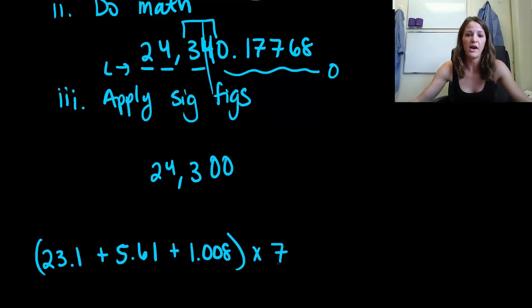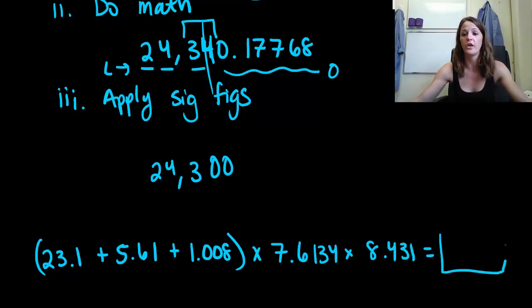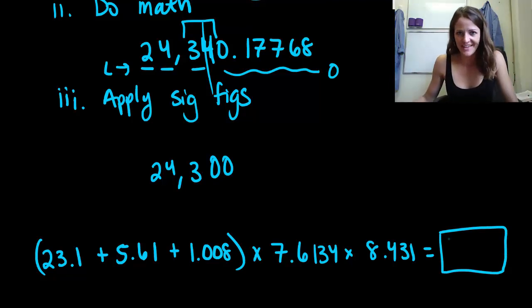So here's the problem. You have those 3 numbers you need to add together. Then you need to multiply it times this number, 7.6134. Then you're going to multiply it times one other thing, 8.431. All right, what does that equal? I'm looking for your answer and apply sig figs. Go. All right, did you get an answer?